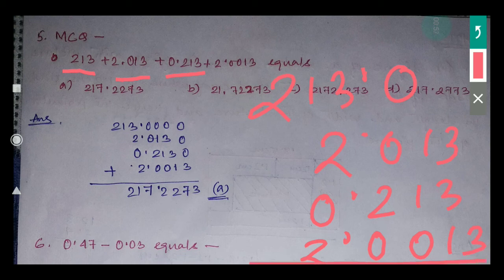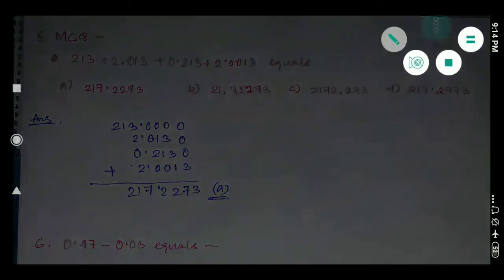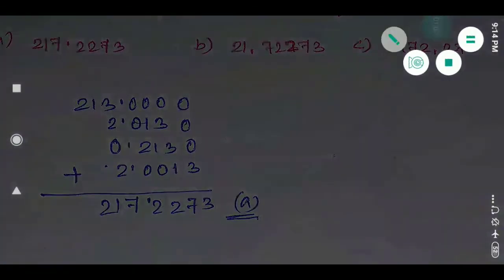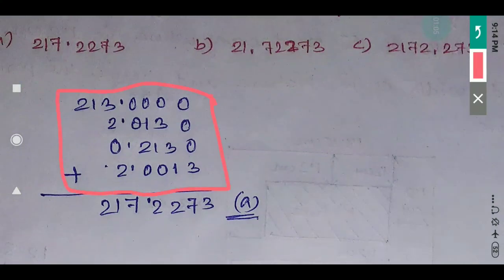So now check. I have written it here. Now we have to do the addition. 0 plus 3, 3, 3 plus 3, 6, 6 plus 1, 7. Then 1 plus 1, 2, 2. Point, this point I have given. Now 3 plus 2, 5, 5 plus 2, 7, 1, 1, 2, and 2 I have written.